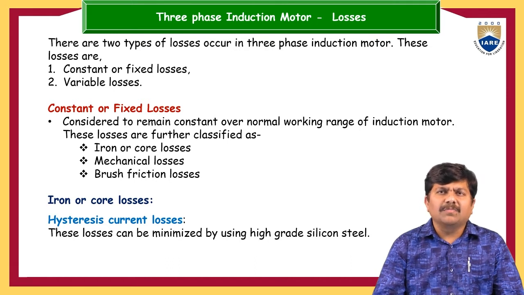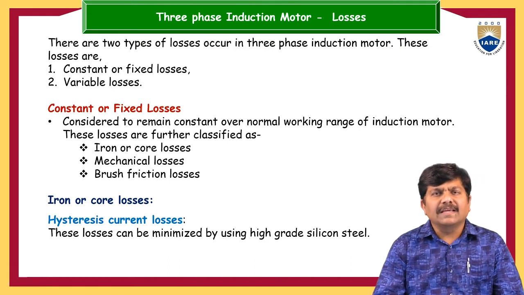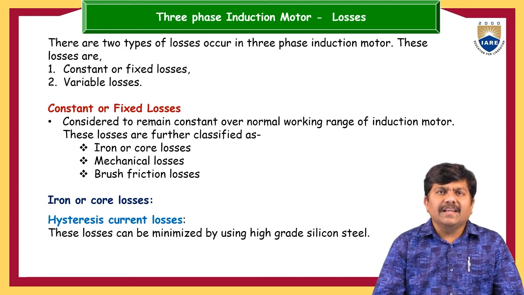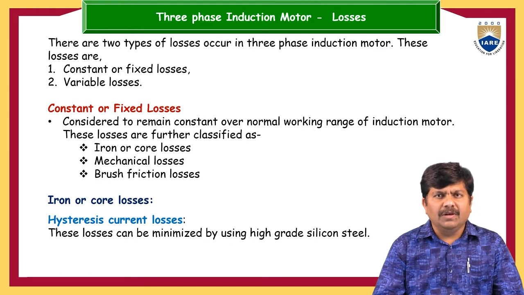In some cases, in addition to that, brush and frictional losses are also considered as a part of mechanical losses. So these are the constant or fixed losses. Coming to the definition, what type of losses can be called constant losses or fixed losses? Irrespective of the loading conditions, whether from no load to full load, from no load to the maximum amount of load, if the losses remain constant, such losses are called fixed losses or constant losses.